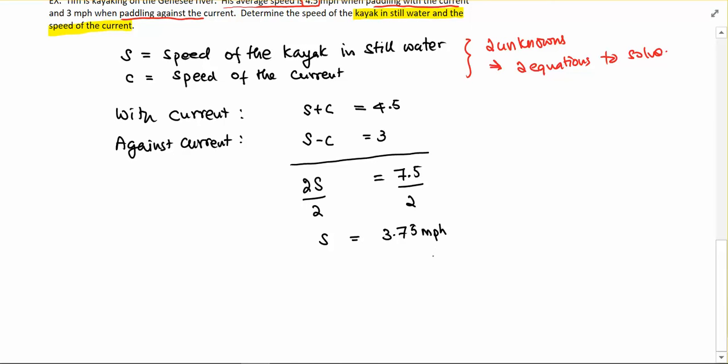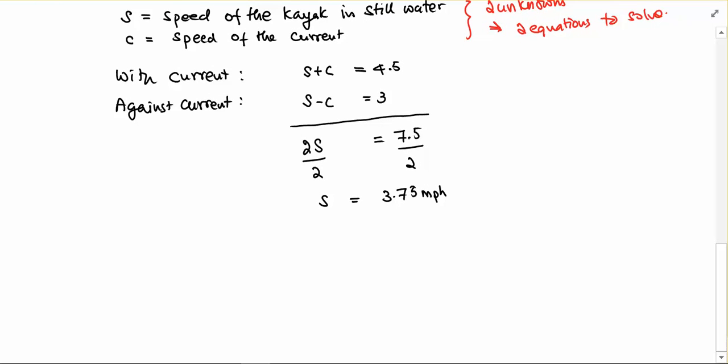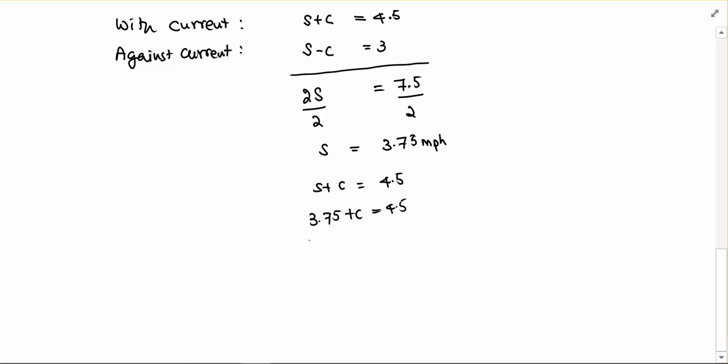And now let's find C. Again, I can use either equation to find it. I'm going to use the first one: S plus C is 4.5. S is 3.75, so 3.75 plus C is 4.5. Subtracting 3.75, C is equal to 0.75.